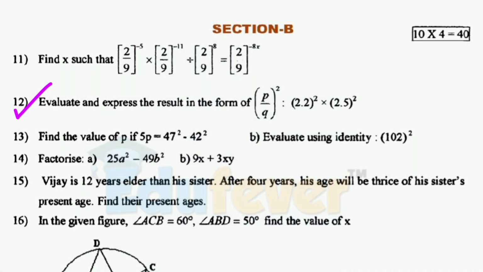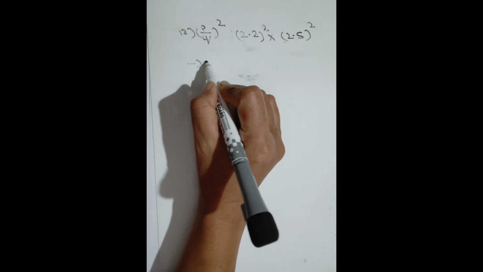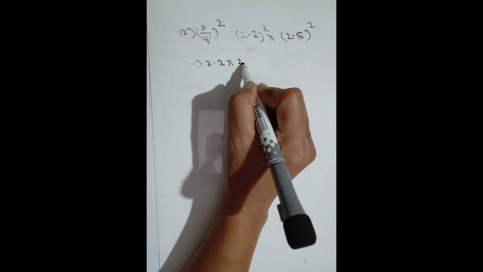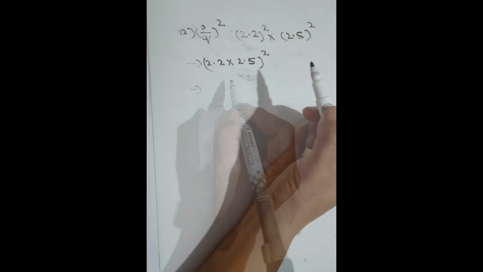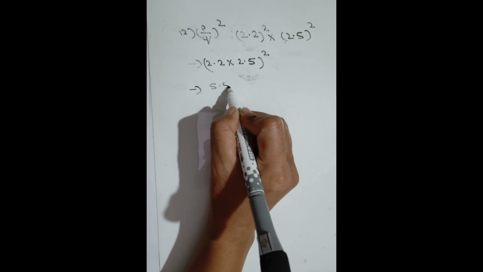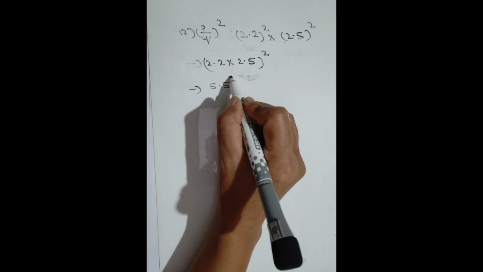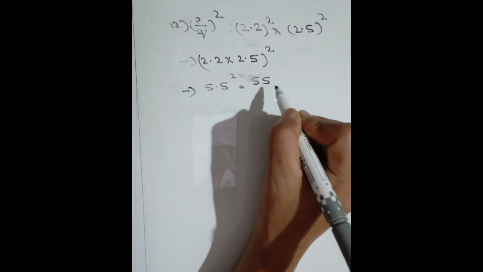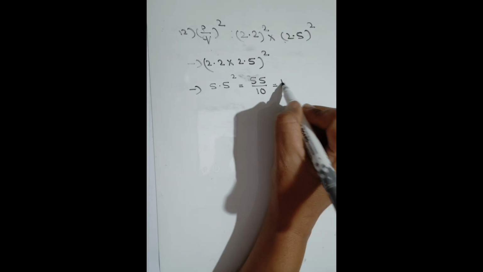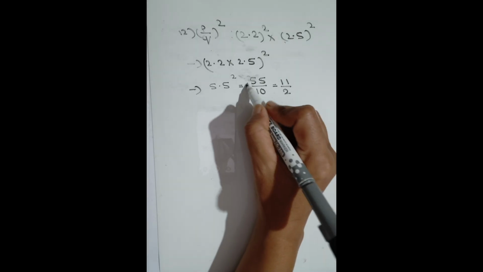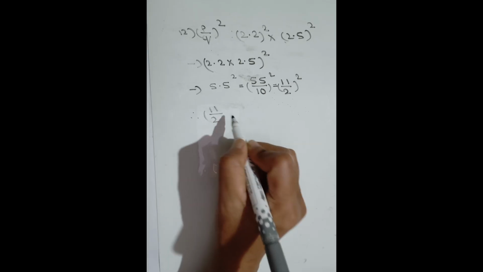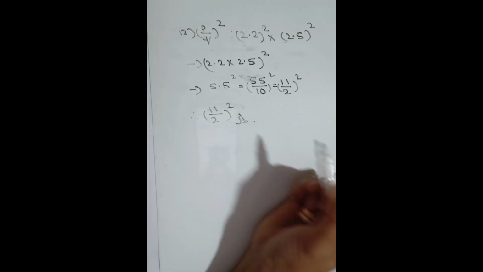Let's move on to the next question. 2.2 square multiplied by 2.5 square. So, this can be further written as 2.2 multiplied by 2.5 whole square, which gives you 5.5 square. To write in form of p by q, we will write it as 55 by 10, which gives you 11 by 2 whole square. Therefore, 11 by 2 is your answer. Let's move on to the next question.